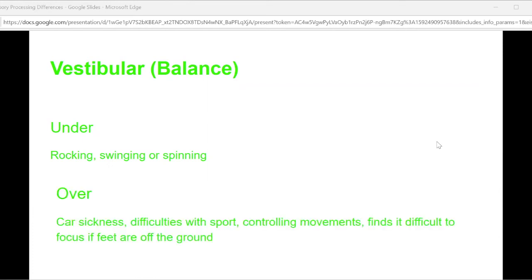And if they're oversensitive, this is where you might see children that suffer from car sickness. They have difficulties with sport, being able to control those movements. Find it difficult to focus if their feet are off the floor. So because their feet aren't touching the floor, they're not able to ground themselves. So they find it difficult then to be able to focus, particularly in school.